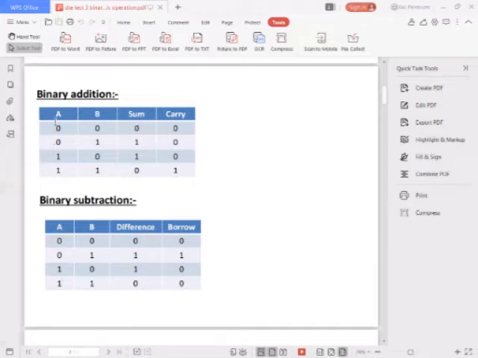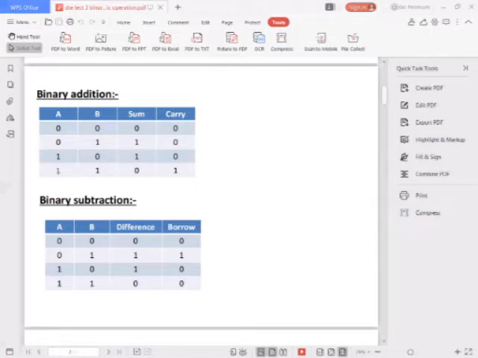In the second case, A is equal to 0 and B is equal to 1, that is 0 plus 1. In this case, sum is 1 and carry is 0, that is, carry cannot be produced. Then in case number 3, A is equal to 1 and B is equal to 0, that is 1 plus 0. Sum is 1 and carry is 0.